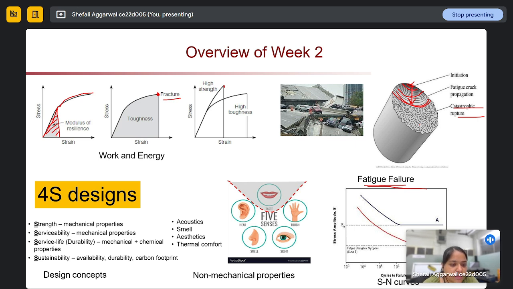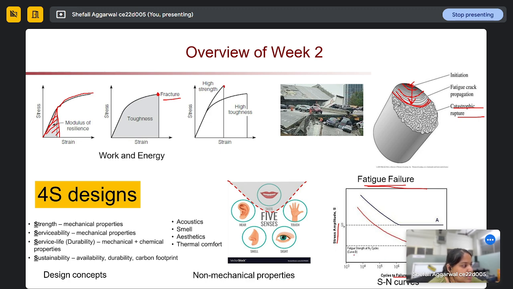Next thing is how we are understanding this fatigue failure. We have the SN curve. So what is SN curve? It is the stress versus cycles to failure. Different cycles of load will be applied. It will be loaded, unloaded, loaded, unloaded. That is called the cycles.